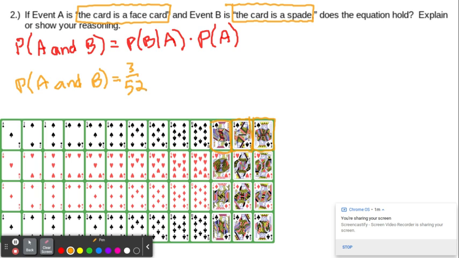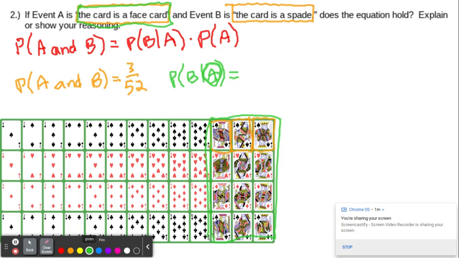Check. Okay, next one. What is the probability of B given A? Always start with the denominator. And event A is that the card is a face card. So how many total face cards do we have? Well, you can see down here in green, I'm highlighting, I've got 12 total face cards. Out of those, how many of them are spades? Well, we already said there's 3, so that's 3 out of 12.